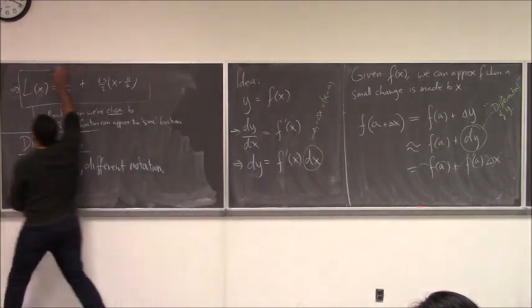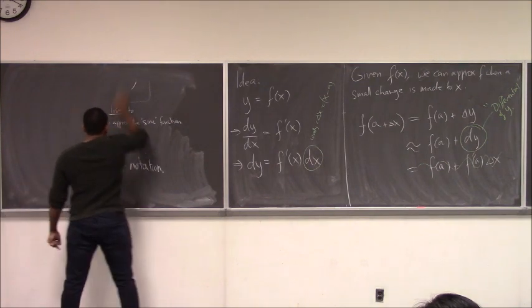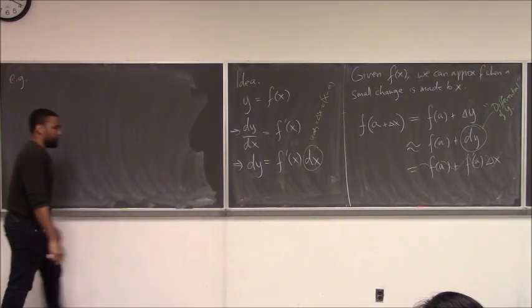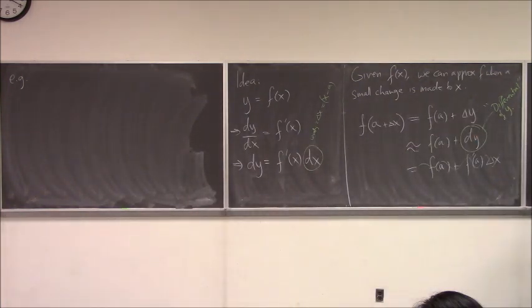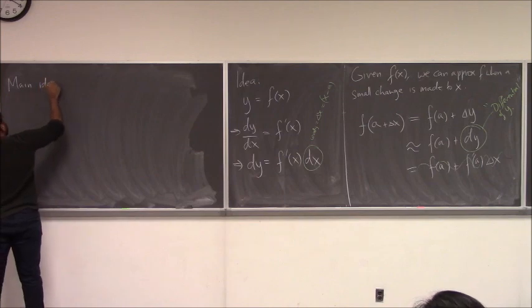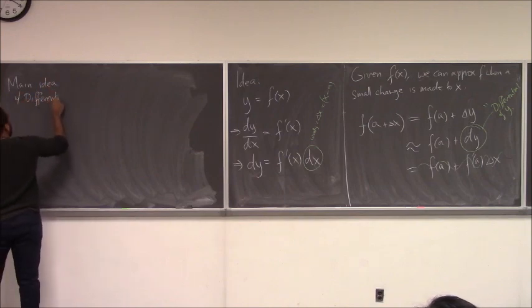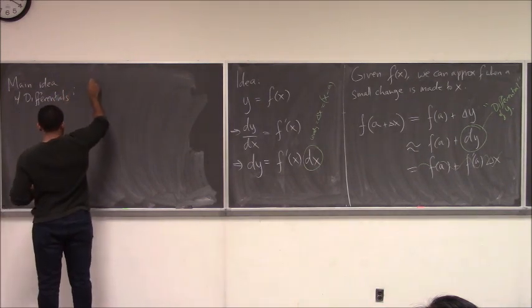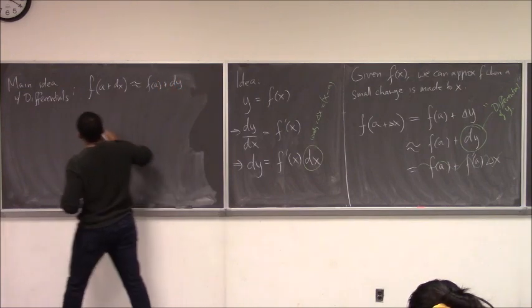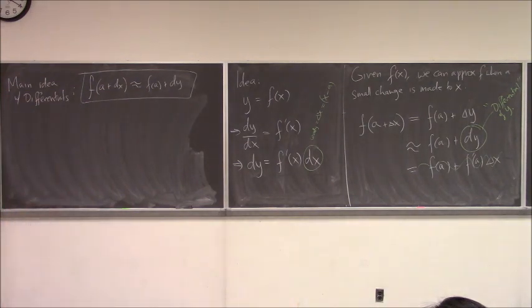These guys are usually used in word problems, but you could just as well use these guys. So here's an example. Let me summarize the main idea before doing the example: you're thinking of your f of a plus dx as being close to f of a plus dy. That's how you think about it in your head. So you can think of whichever way is more comfortable for you. I tend to like linearization better, but whatever. At this point, they're the same.